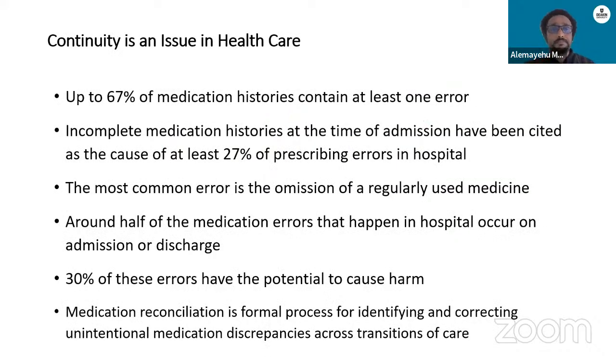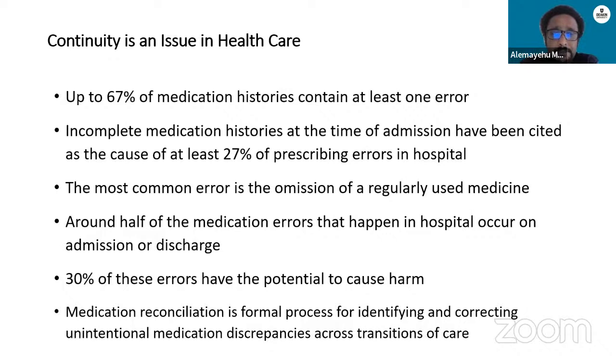Continuity is very important. When we see the data, up to 67% of medication histories contain at least one error, because of a problem in transfer of information. Incomplete medication histories at the time of admission have been cited as the cause of at least 27% of prescribing errors in hospital. The most common is omission. Around half happen at admission or discharge. Those are very risky areas.